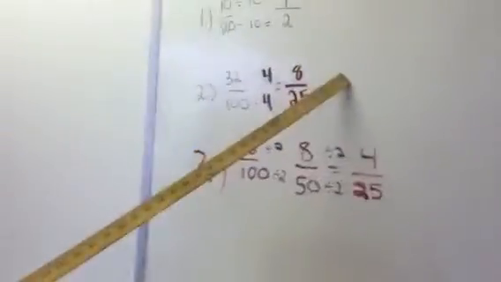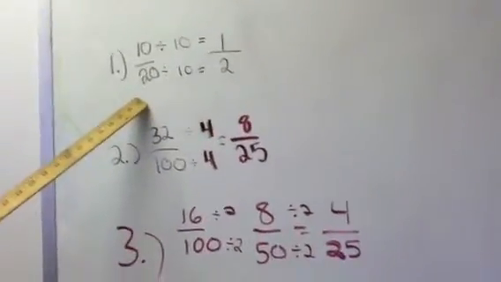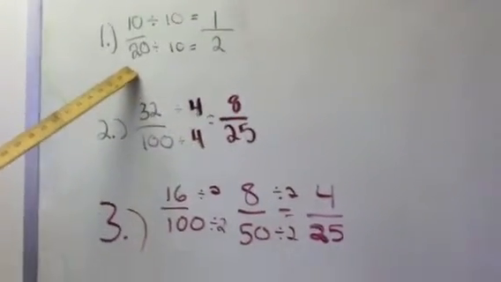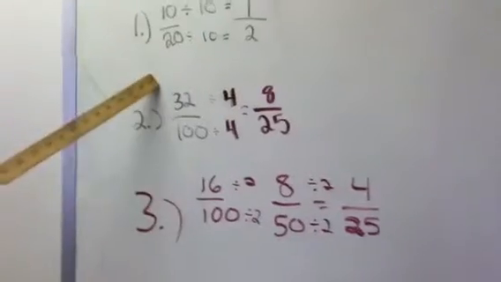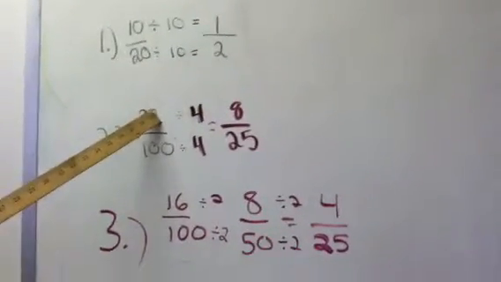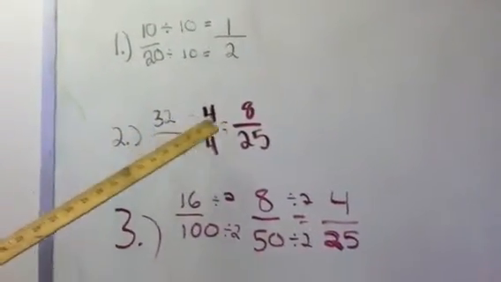Here are some examples of simplifying fractions. 10/20 can be simplified. So you find a number that goes into the numerator and the denominator. I noticed that 10 can fit into both. So for 10/20, the answer is 1/2.